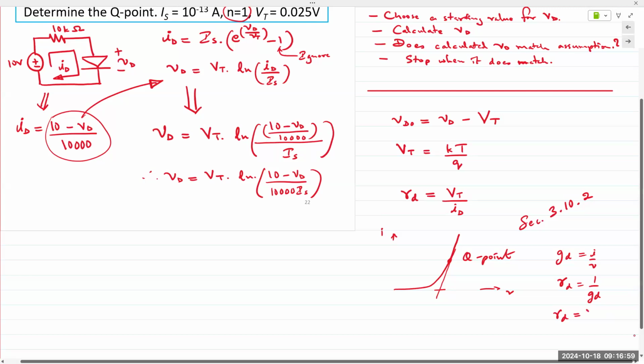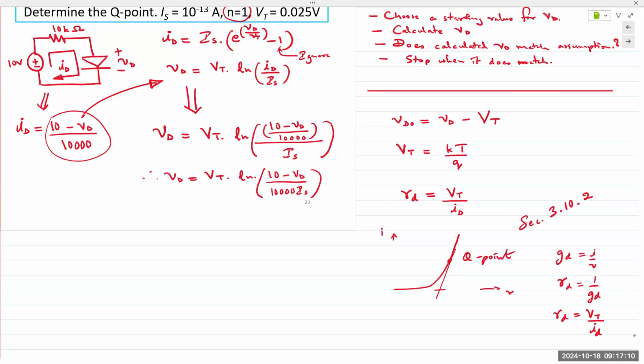RD can be given as VT or the diode current ID. At the Q point, that's the value. And then we can take this VD0 and plug it into our transcendental equation, and you can find the solution.